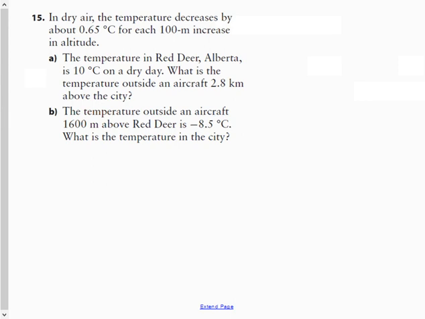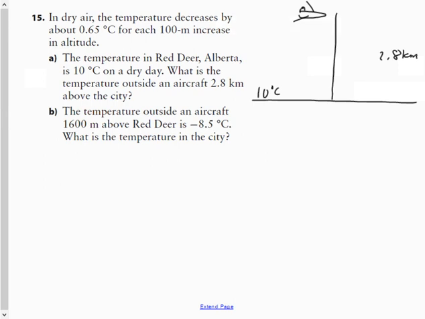Again, this one lends itself well to a picture. Here is ground level, which is 10 degrees Celsius in Red Deer, Alberta. And the plane was 2.8 kilometers above the surface of Red Deer.